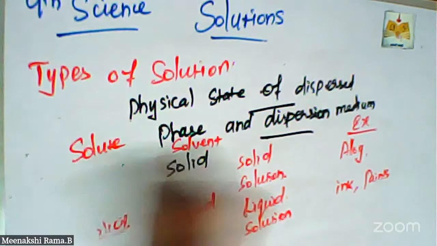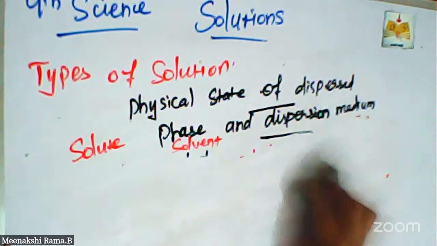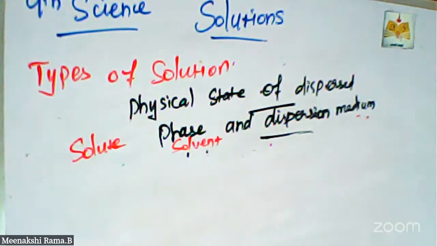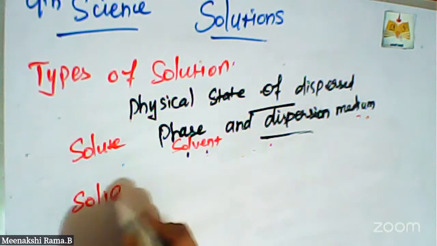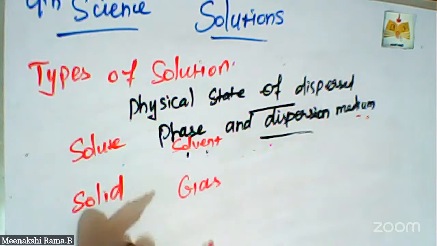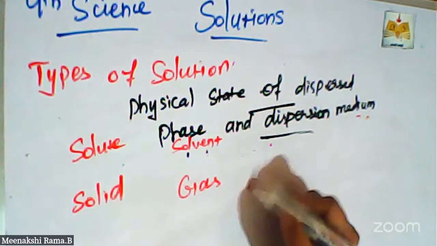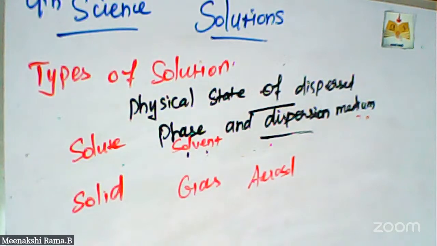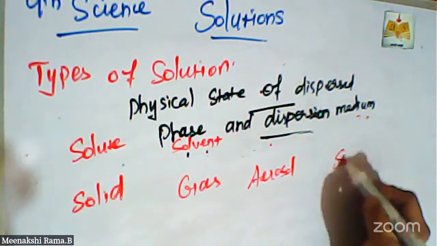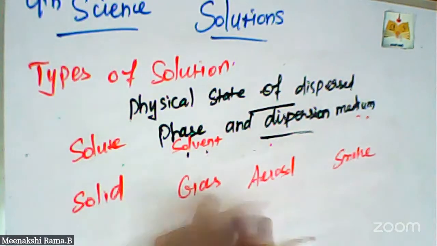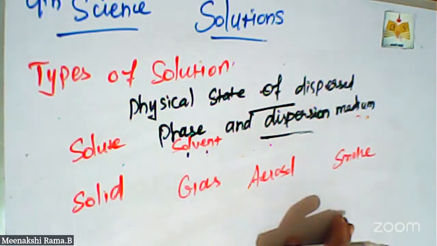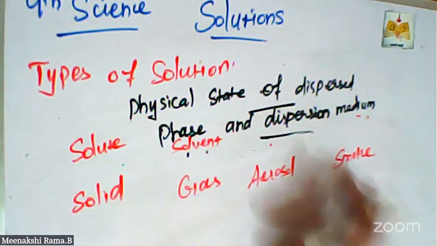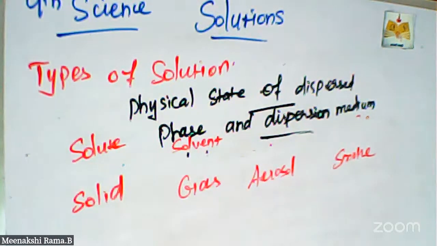Next one, solid and gas. Solute is solid, solvent is in gas nature. The name of this mixture is called aerosol. The example is smoke. Smoke is a very good example of a solid and gas mixture.